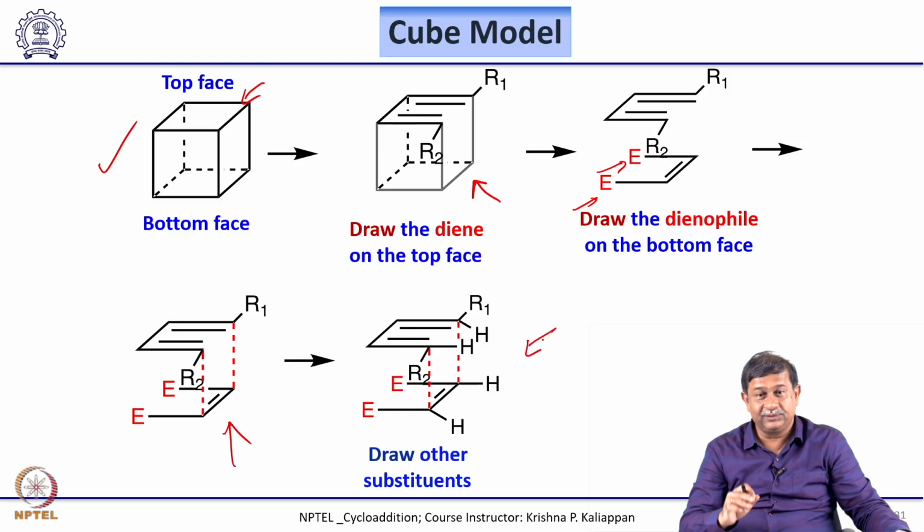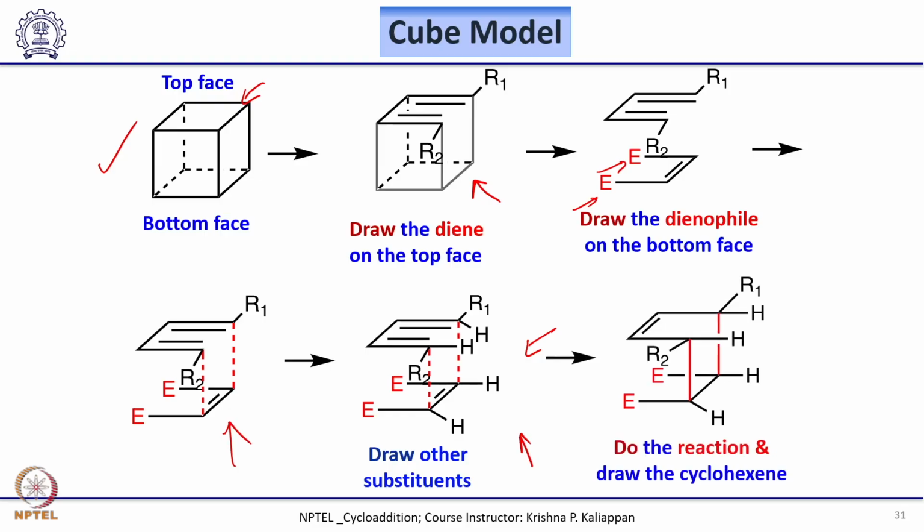In this structure, you add the remaining hydrogens, because here, unlike in the previous structures, you have not added hydrogen at the double bond. Now, in this structure, here you add hydrogen, okay. Then you convert that into the product, okay. This is the product using the cube model.